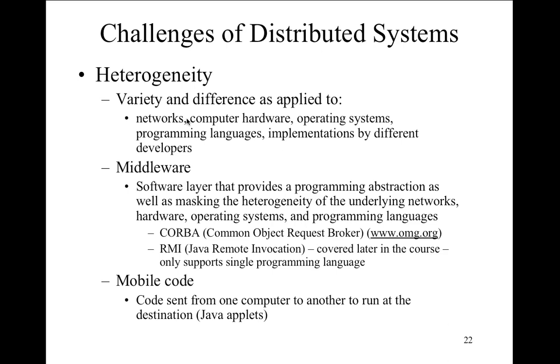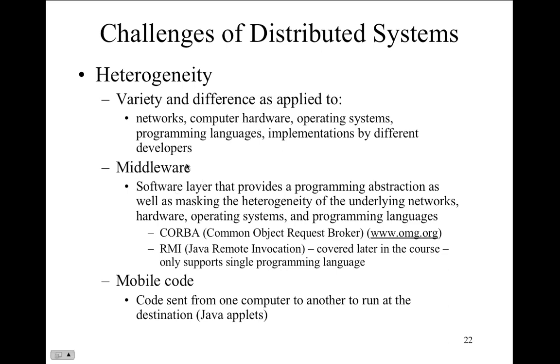Another challenge of the distributed system is that we're not all alike. We have a heterogeneity, a variety of differences that are applied between different types of servers: Microsoft servers, Sun servers, Apache servers, Glassfish servers. So we have networks, computer hardware, and operating systems that are different, programming languages that are different, implementations by different developers for different programs and services.